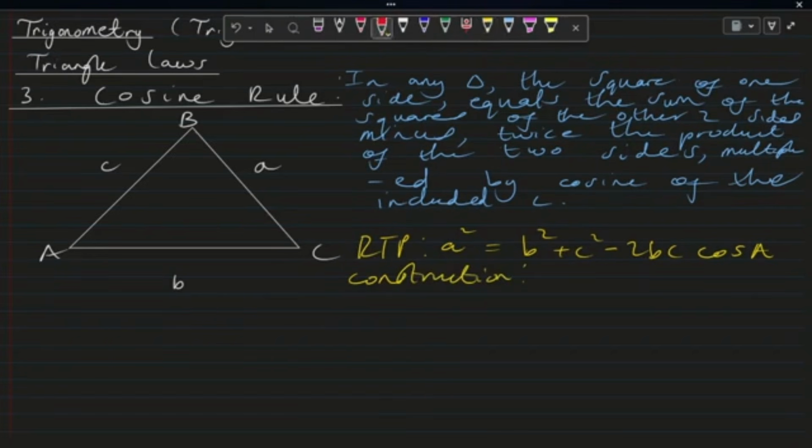Okay, and the construction is the same as what we constructed for the area rule and the sine rule. So it's just the perpendicular height.